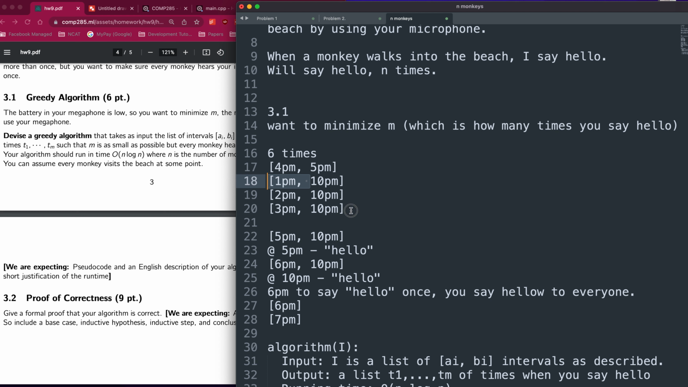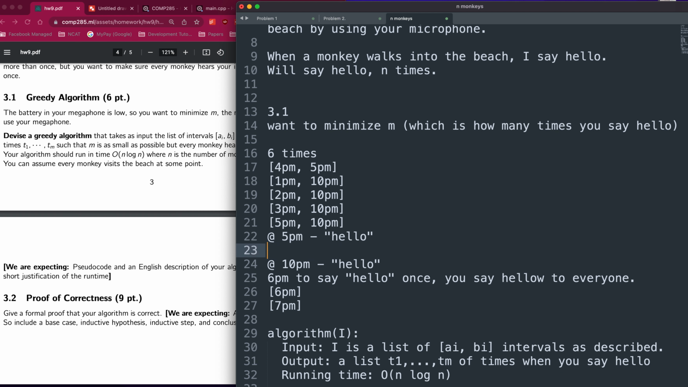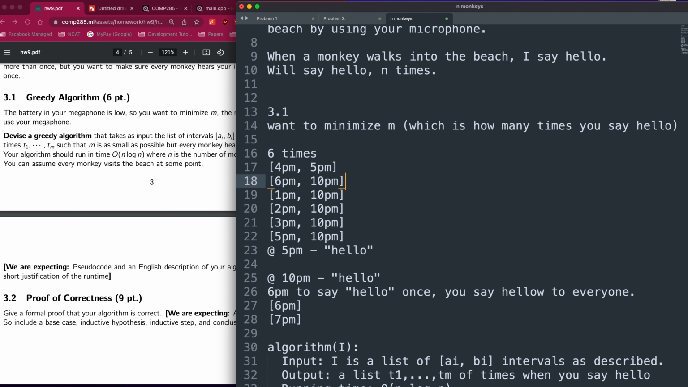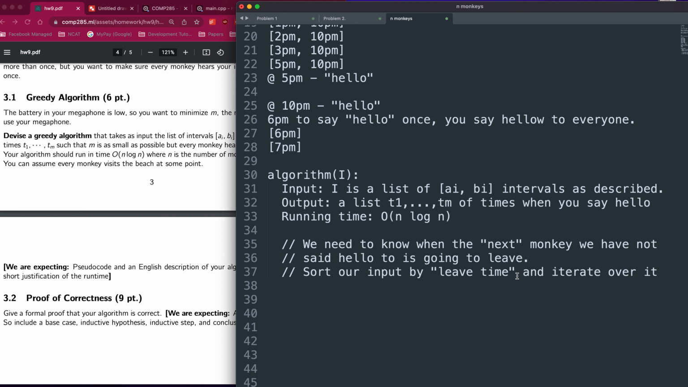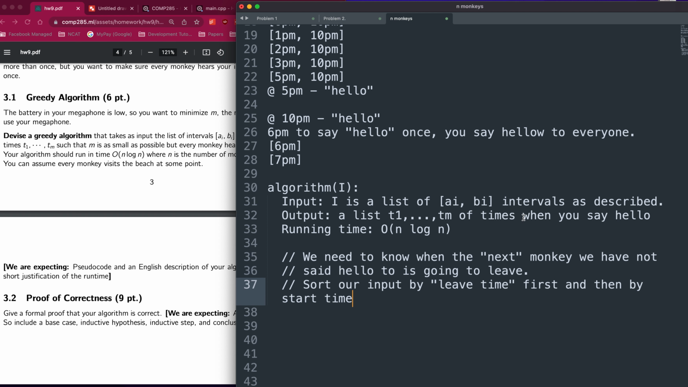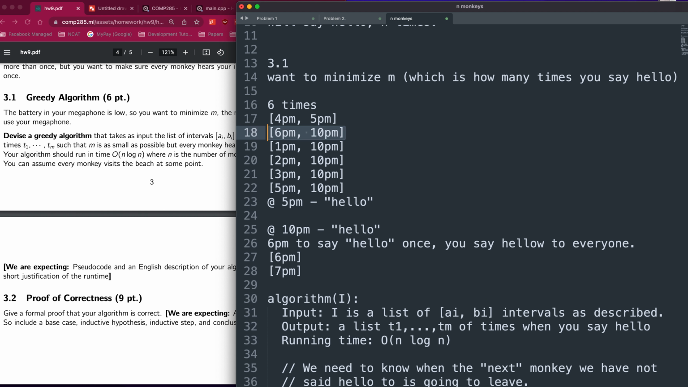So what this would look like is, we're sorting by leave time. So you would have something like this, and you'd say, I'm going to leave at 5 p.m. So what we want to do is sort the input by leave time first, and then by start time. In this case, our input would get sorted like this.